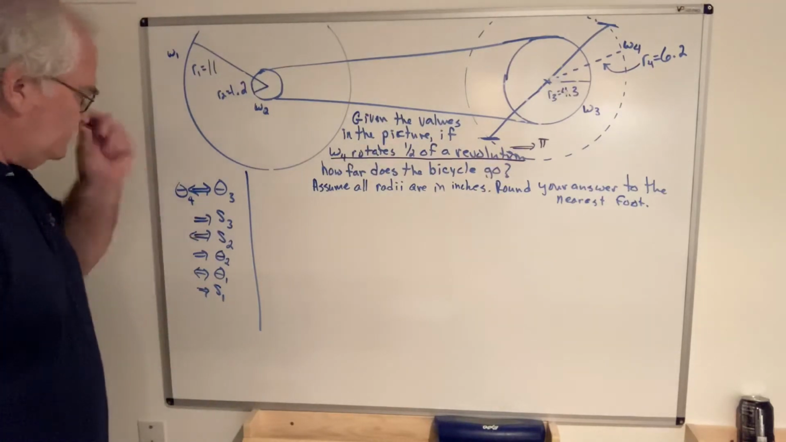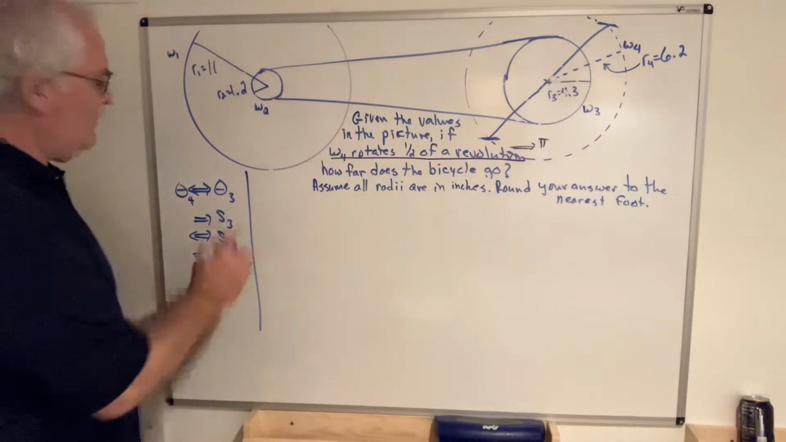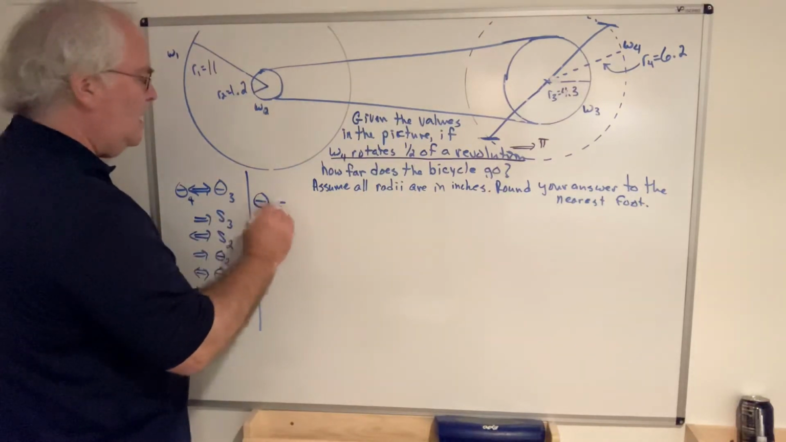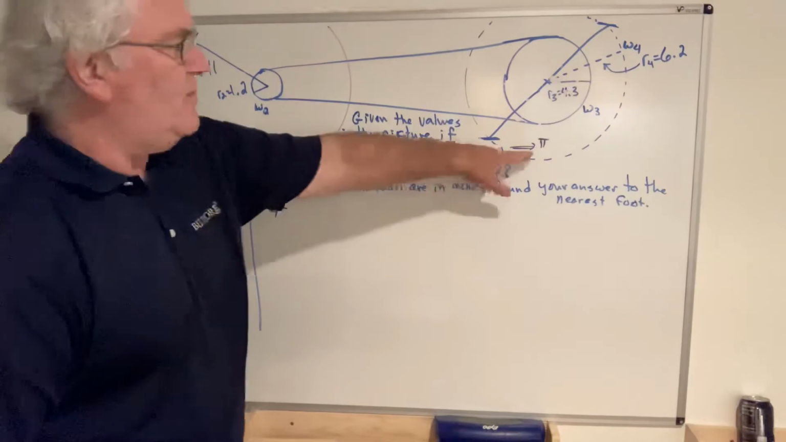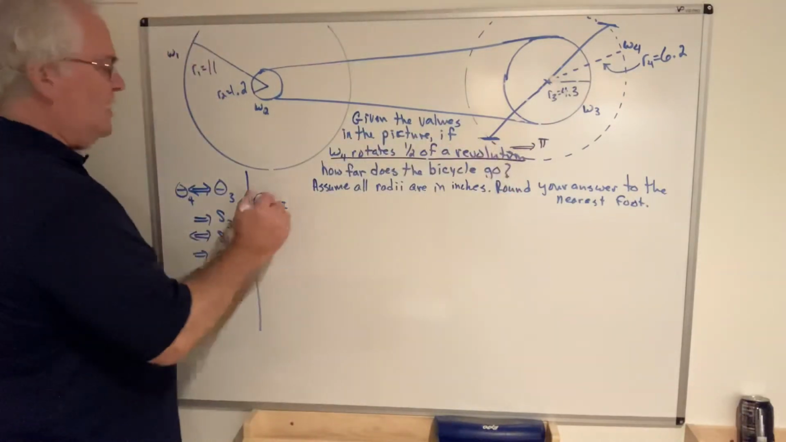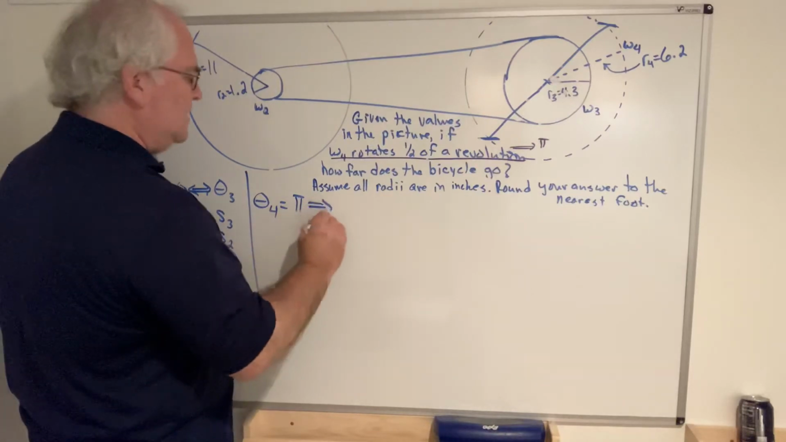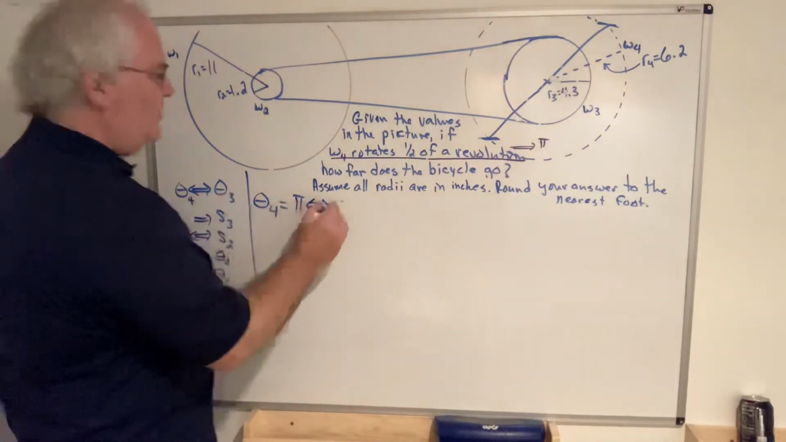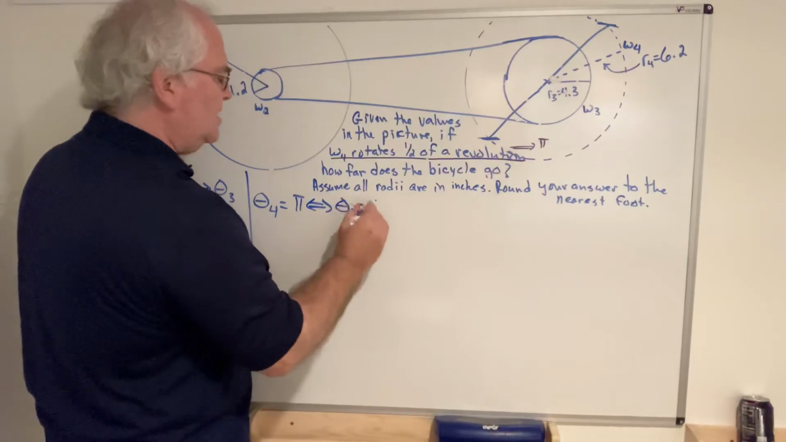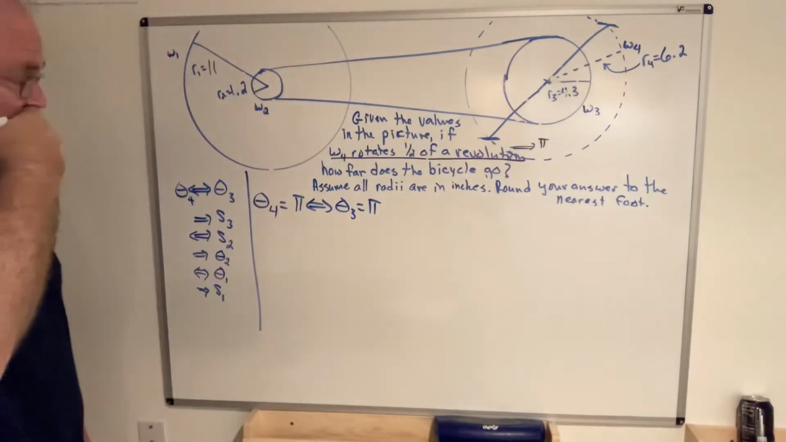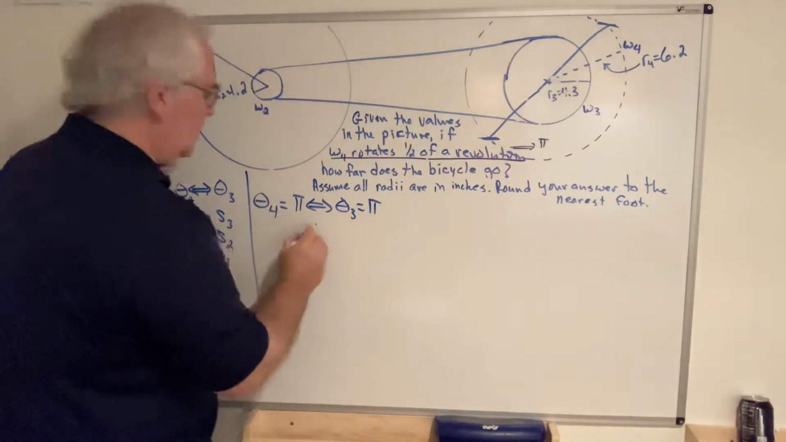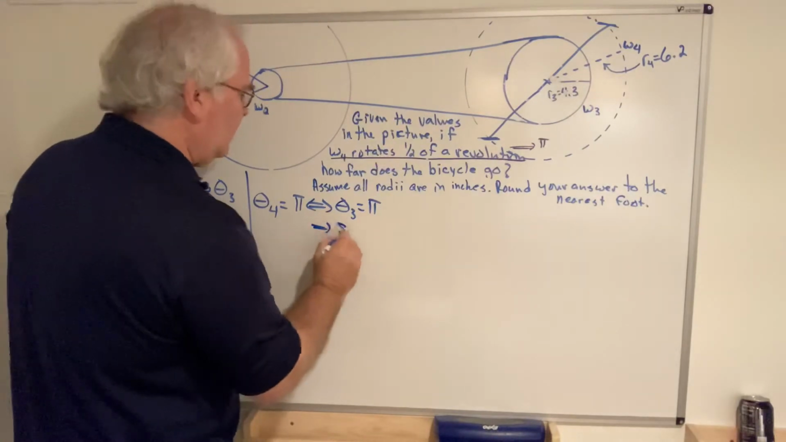All right. So what do we have? We have theta 4. Now we're given half a revolution, but we know that's pi radians. So theta 4 is pi, right? And so that's the same thing as theta 3 is pi. So that was a freebie. From that, we can compute S3.